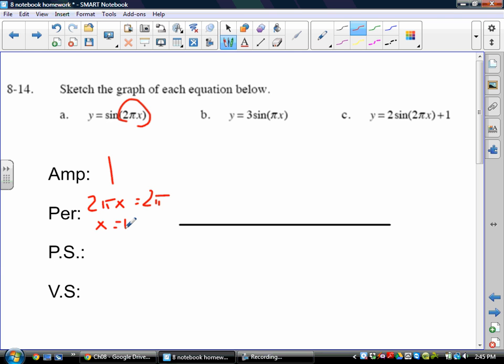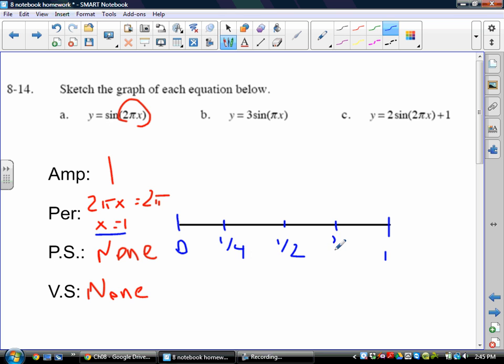Phase shift, if there was anything else in the parentheses, there isn't one. Vertical shift would be the outsides, plus or minus on the end, and there is none. So that makes this one pretty nice and easy. I'm going to start at 0, there's no phase shift, and I'm going to end where my period is over, which is 1. Half of that would be 1/2, half of that would be 1/4, this is going to be 3/4. And then we're going to have our y-axis.